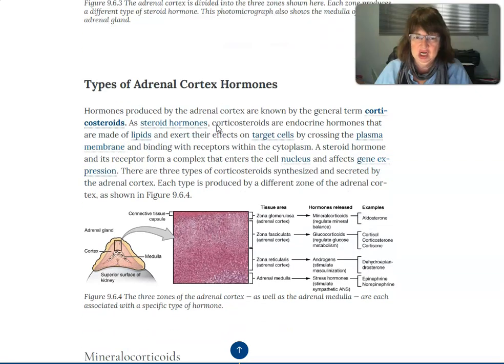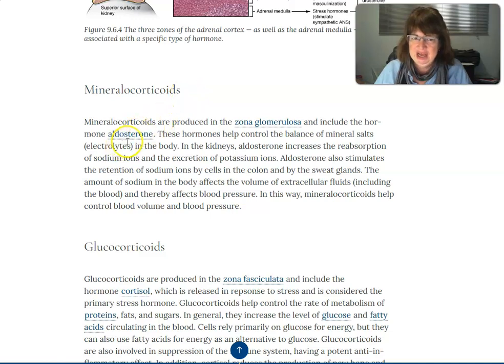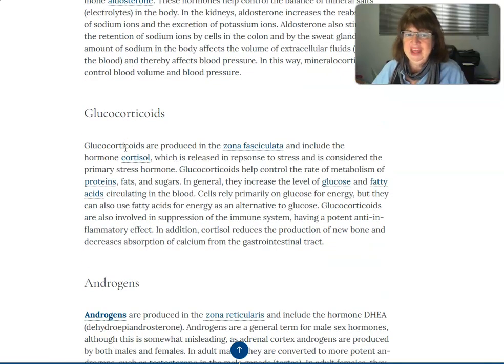So there are mineral corticoids, and mineral corticoids help balance salt minerals such as sodium using a hormone called aldosterone. So mineral corticoids, sodium, aldosterone. Then there's a glucocorticoid. Glucocorticoids help to release more glucose, and that is by releasing cortisol. And cortisol will increase the level of glucose and fatty acids in the blood.